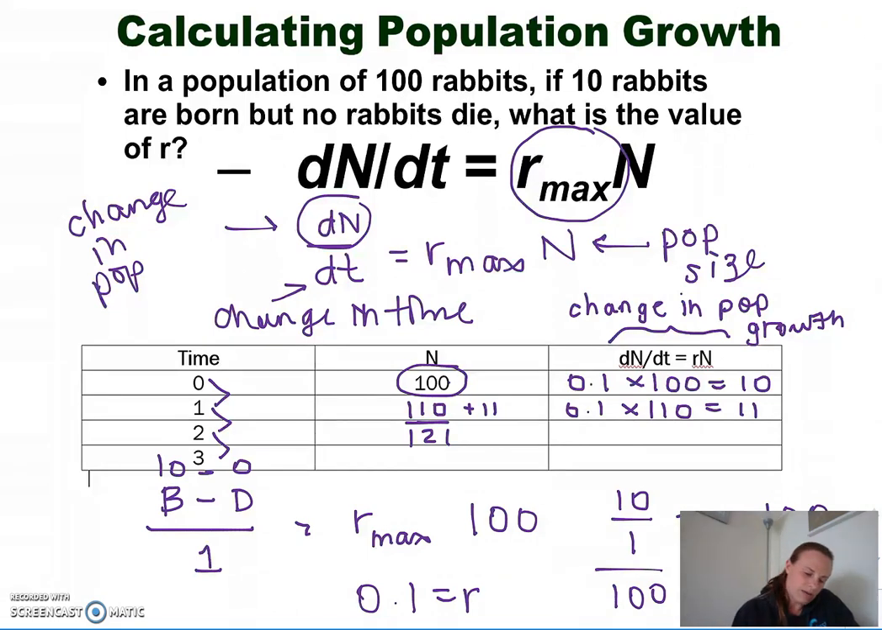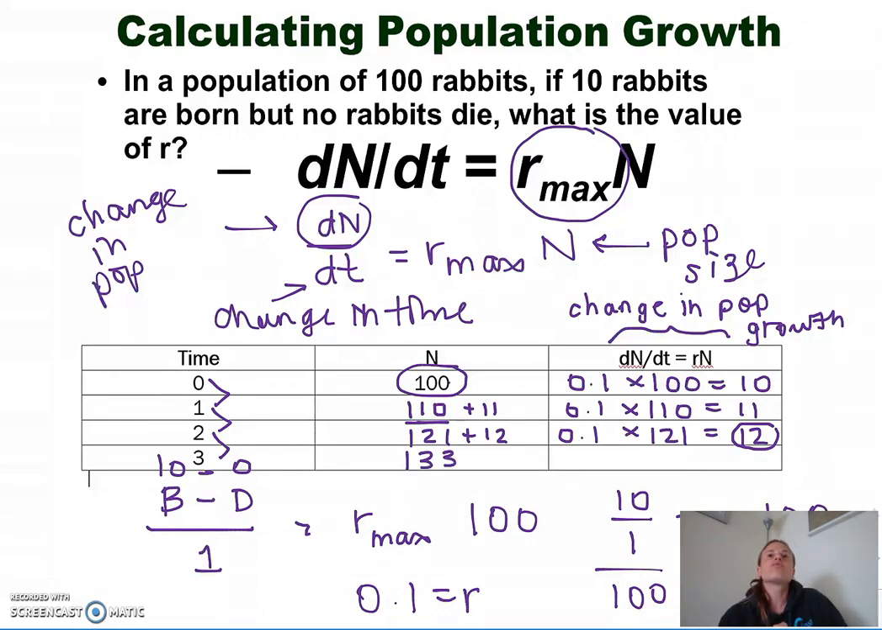If I want to find out once again how many rabbits are added to that next time increment, I'm going to multiply the rate by which the population increases times the total population. So I'm increasing the population by 12, so I would add 12 to 121 and I would get 133.